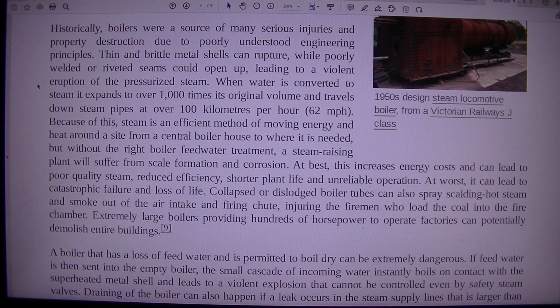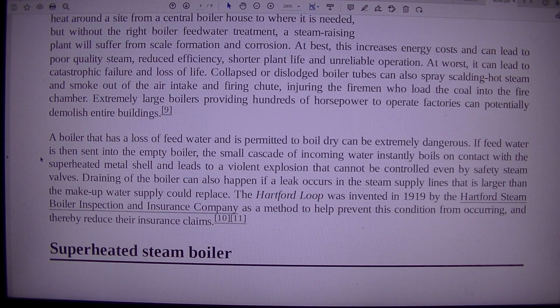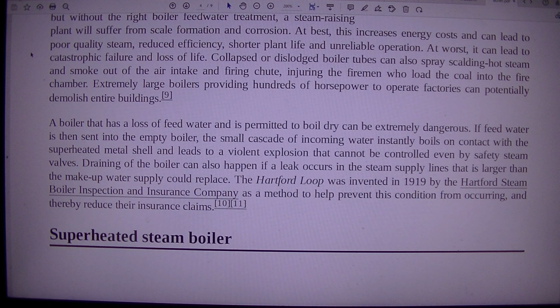When water is converted to steam, it expands to over 1,000 times its original volume and travels down steam pipes at over 100 km per hour, 62 miles per hour. Because of this, steam is an efficient method of moving energy and heat around a site from a central boiler house to where it is needed, but without the right boiler feed water treatment, a steam raising plant will suffer from scale formation and corrosion. At best, this increases energy costs and can lead to poor quality steam, reduced efficiency, shorter plant life and unreliable operation. At worst, it can lead to catastrophic failure and loss of life.